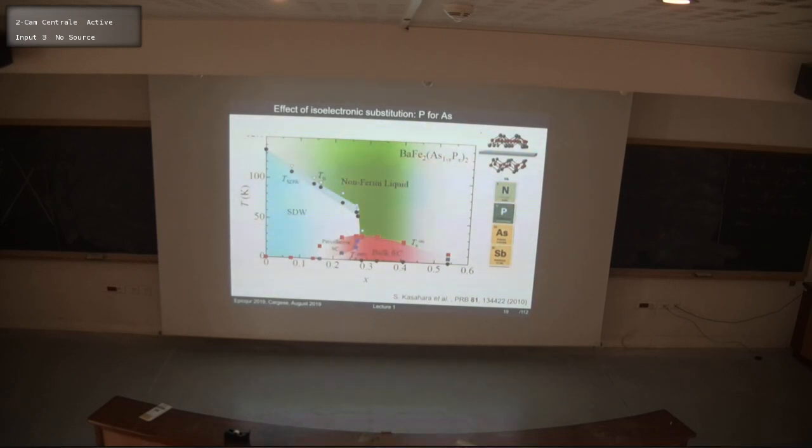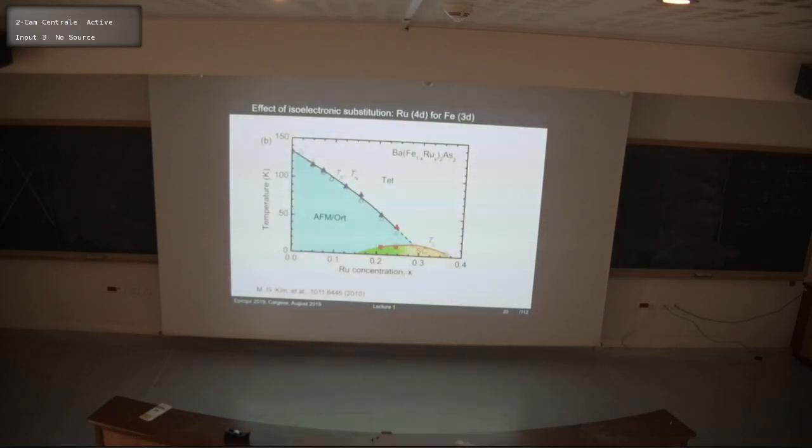And a beautiful thing about this way of tuning is that we do not disturb the iron plane. So when we dope in the iron plane, we also induce a lot of disorder. But isoelectronic substitution is one of the cleanest ways to explore the phase diagram of the superconductors. And in our research, we found that we can follow quantum oscillations over a large range of composition because of this cleaner way of tunability.